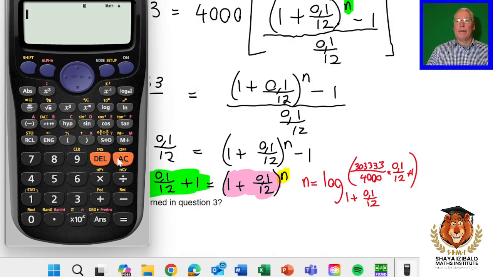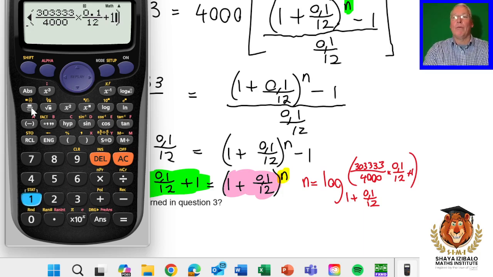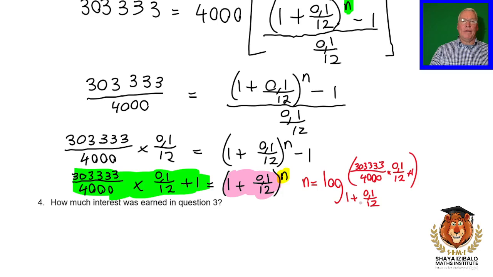Okay, so log 1 plus fraction button 0.1 over 12, and now we've got fraction button 303,333 over 4,000 times fraction button 0.1 over 12 plus 1, and we get 59 almost exactly. And so the answer is 59 months.